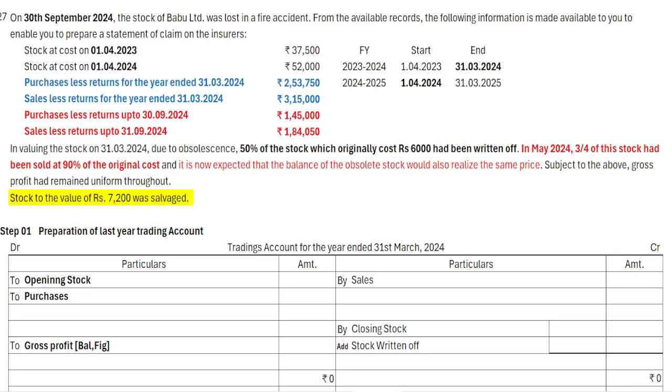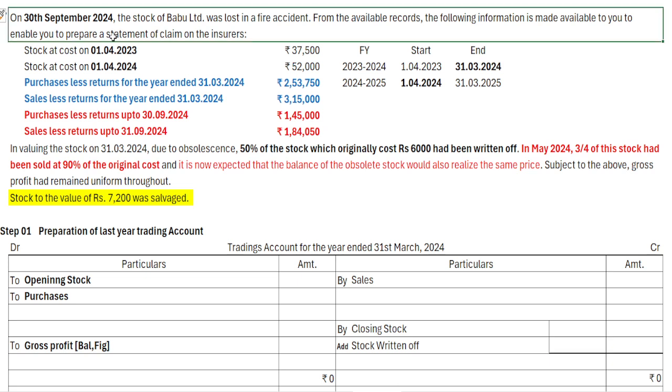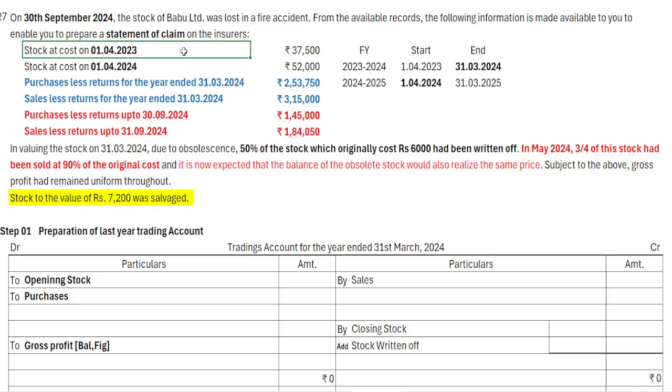Let's start with the problem. Let's start with a problem with abnormal line of goods having different value. On 30 September 2024, the stock of Babu Limited was lost in a fire accident. From the following records, the following information is made available to you to enable you to prepare a statement of claim. We have to prepare a statement of claim.